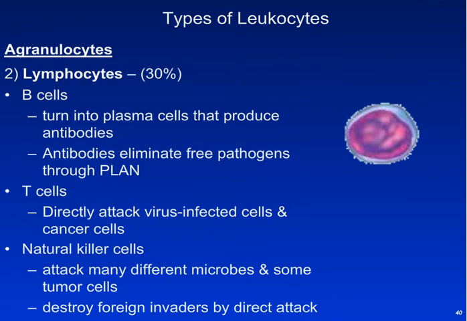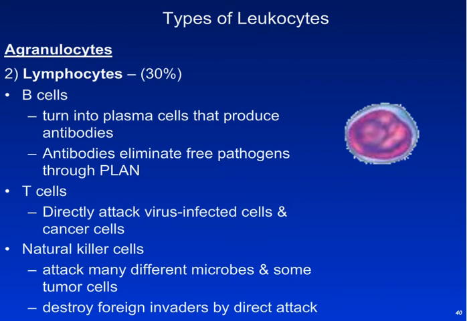The next type of agranulocytes are the lymphocytes. Lymphocytes are quite numerous, accounting for anywhere between 20 and 30% of the circulating white blood cells, so they're second in number only to the neutrophils. Lymphocytes vary widely in diameter. They can be as small as 5 microns, that is smaller than a red blood cell, all the way up to 17 microns.